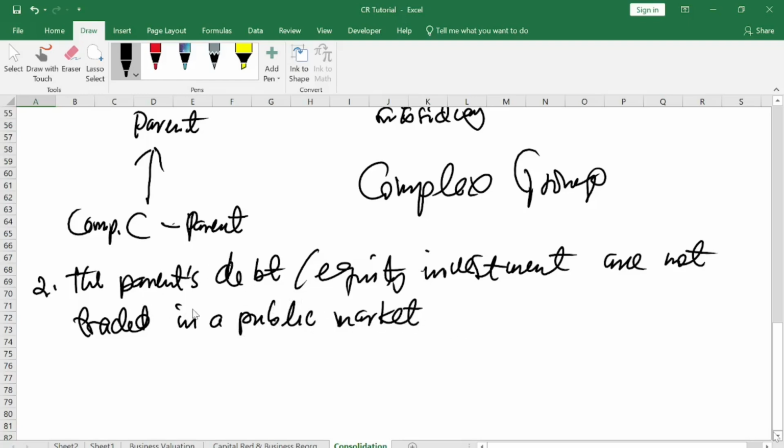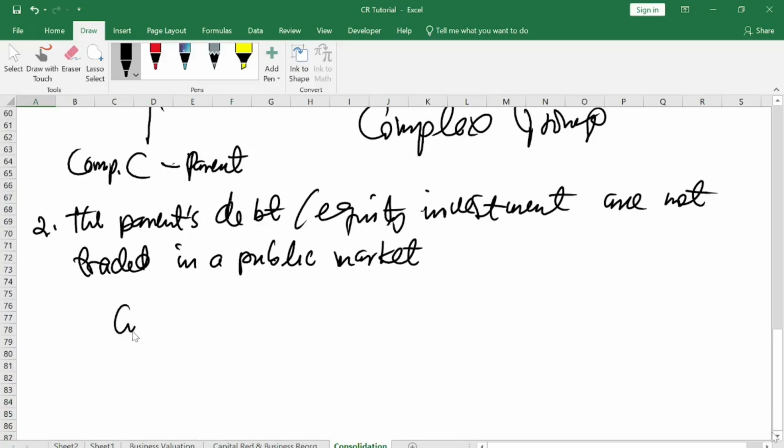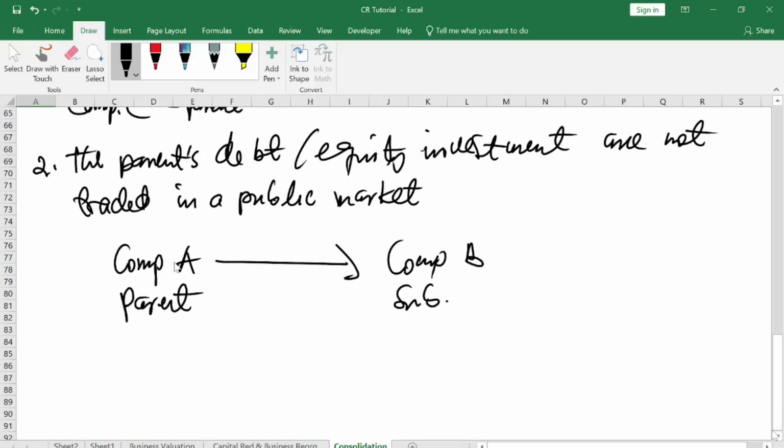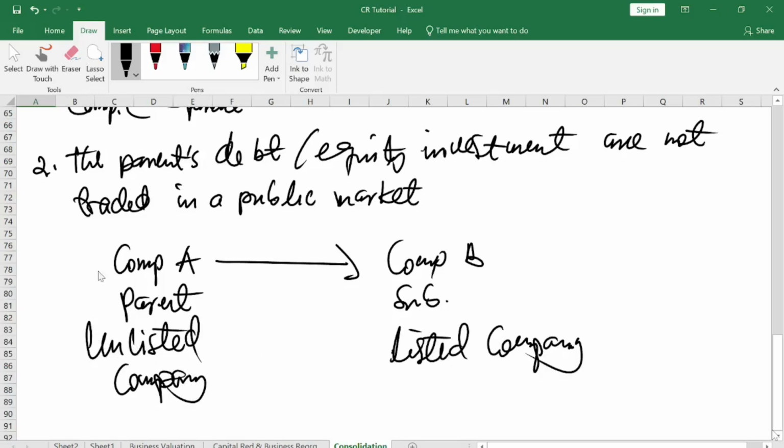You see, if you are company A, you've acquired company B, so here you are the parent and company B is the subsidiary. Now, here is the case. You, the company that acquired company B, are unlisted. Even if this one is listed, you cannot consolidate this.